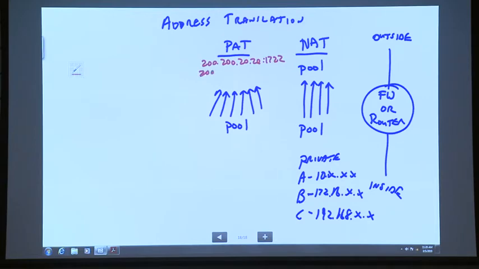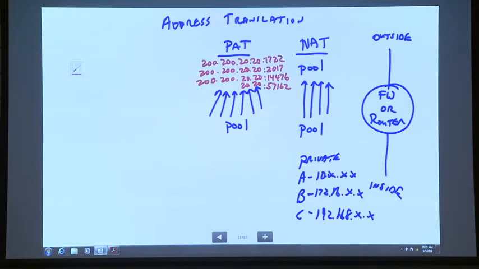So my next person going out is going to have 200.20.20, port number 2017. Next person going out still gets 200.20.20, and they might have port number 14476. Next person going out still going to get 20.20, but they might have port number 57162. So the firewall or the router keeps track of those addresses that we have and where we're going.